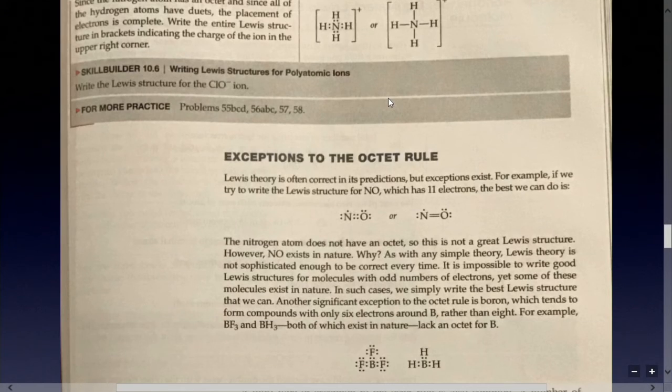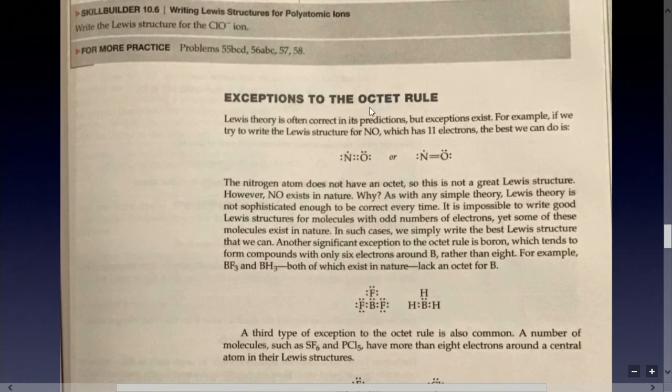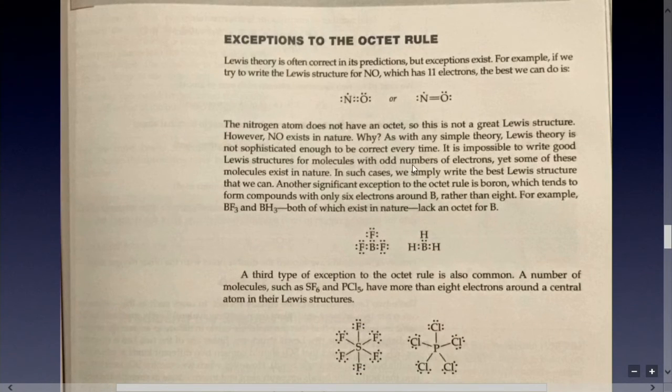So okay, in the same video I want to address some exceptions. There are a few exceptions to the octet rule. It's often good and correct in its predictions, but again, exceptions exist. So we're just going to go over those, and when you encounter them on the test or in your homework, you will know that we're talking about the exceptions. There's actually a few more exceptions than you see here, but these are the main exceptions that you'll see.